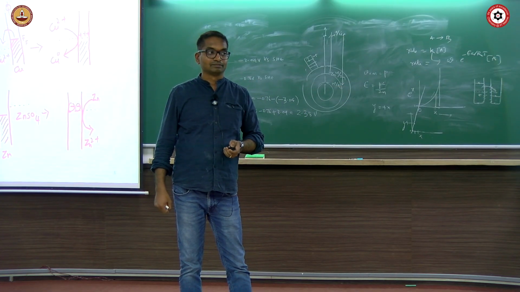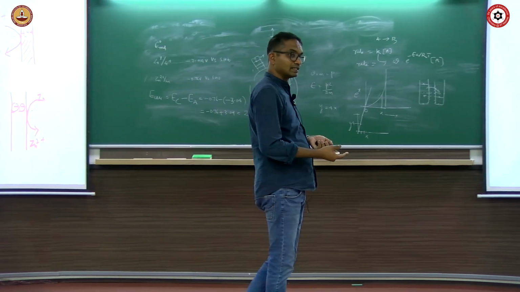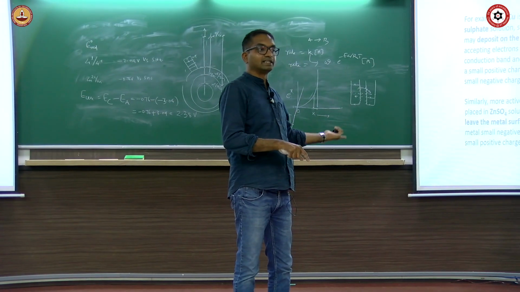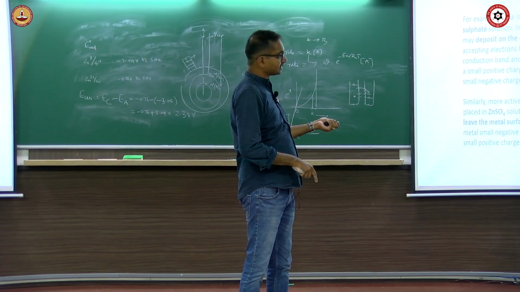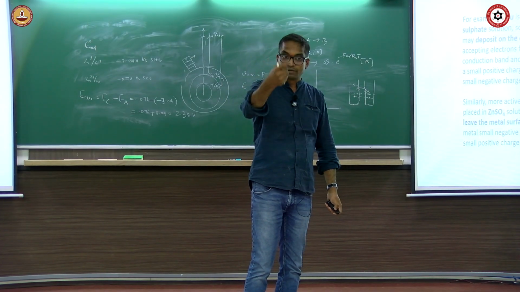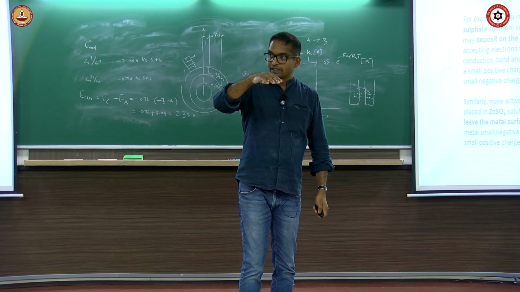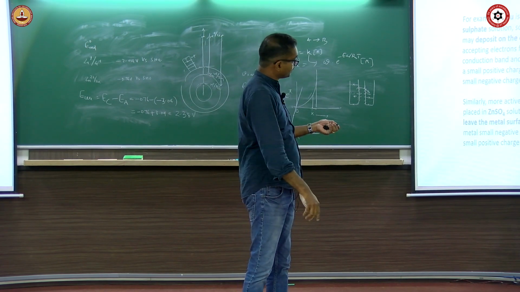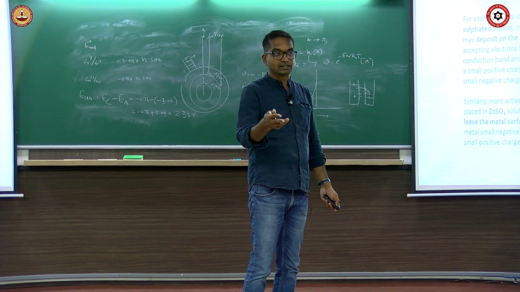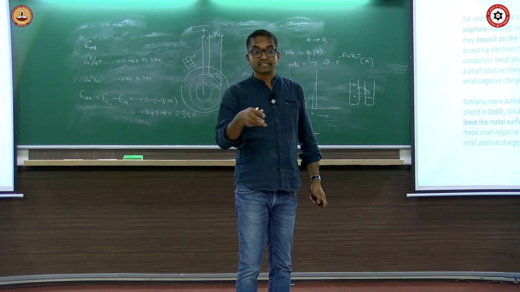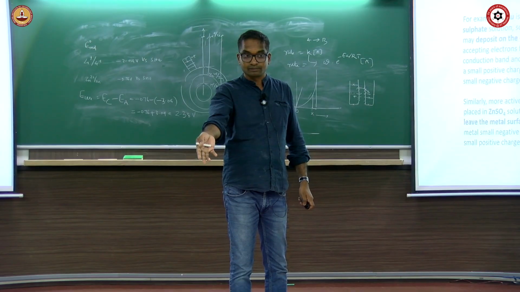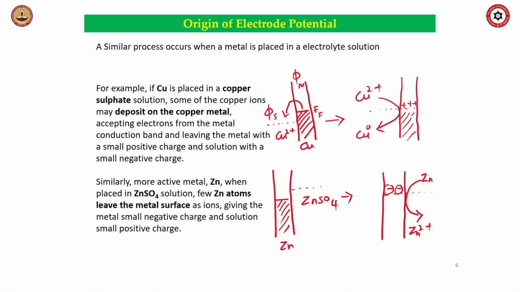What will happen? Zinc will now oxidize, go into the solution, and leave the electron back in the zinc. When it leaves the electron back in the zinc, one of the unfilled orbitals will get filled by that electron, so the energy level of zinc will rise. Your zinc will become negatively charged, and the solution will become positively charged. Why does the solution become positively charged? I introduced a zinc ion which does not have its pair in the solution. So now here negative charge, here positive charge; earlier here positive charge, here negative charge. Again, when there is a charge separation, there is a force and a potential is developed.